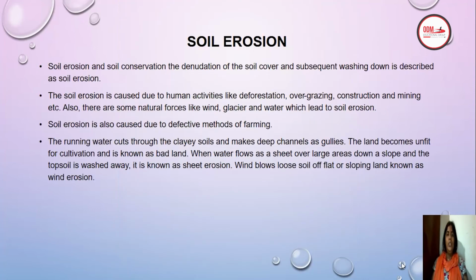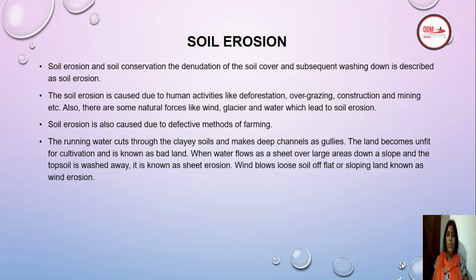Then your next one is soil erosion. Soil erosion and soil conservation. The denudation of the soil cover and subsequent washing down is described as soil erosion. See, what do we mean by soil erosion? Denudation means you're laying bare the soil. Denudation of the soil cover and subsequent washing down of the soil cover is described as soil erosion.